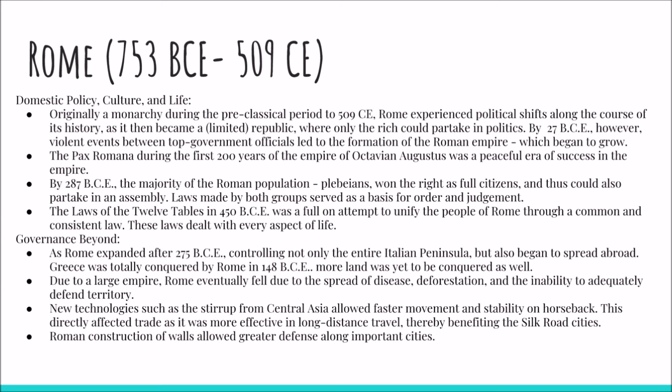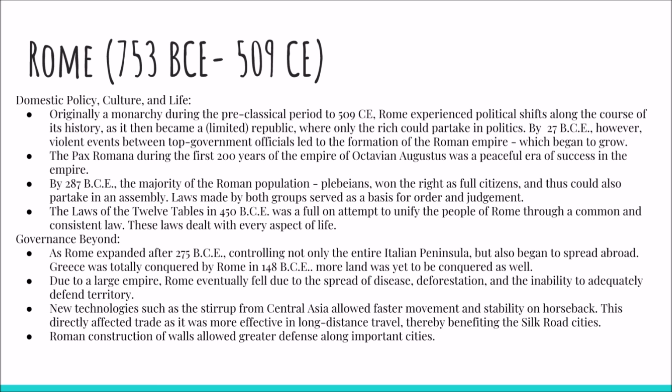Let's start with Rome. Originally a monarchy during its pre-classical foundation, Rome also fell in the form of a monarchy by 509 CE. However, between this time frame, Rome experienced several political shifts, most notably its time as a republic. A very limited one at first. Only the rich and powerful could partake in politics until 287 BCE, in which the low and middle class plebeians won the right to vote and make laws.